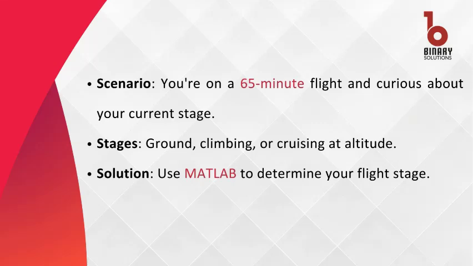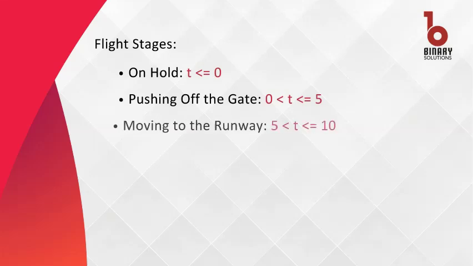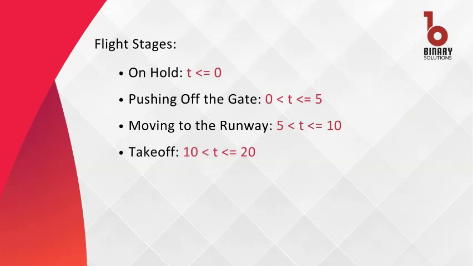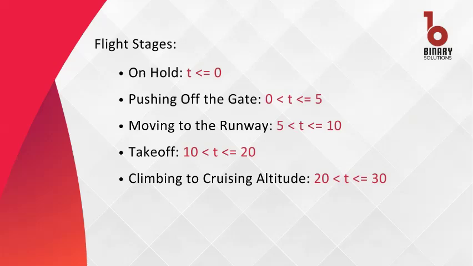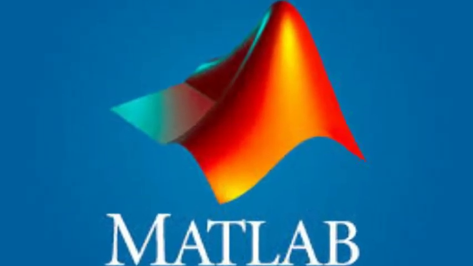Here are the stages of flight. Plane waiting at the gate. Plane beginning to move. Plane taxiing to the runway. Plane accelerating for takeoff. Plane ascending to cruise level. Plane at steady altitude. Plane descending for landing. We'll answer these questions with a little help from MATLAB.